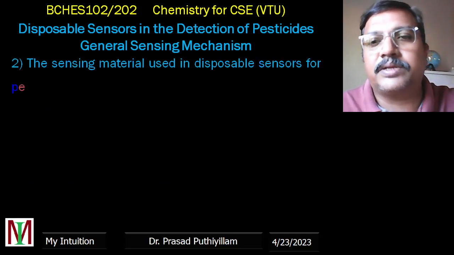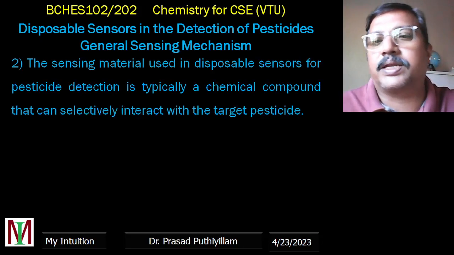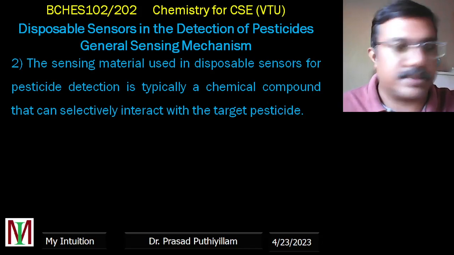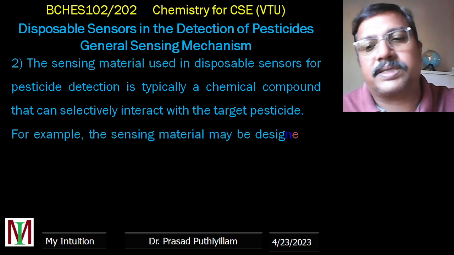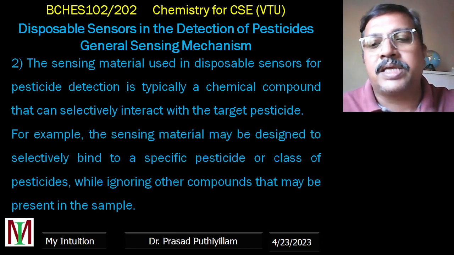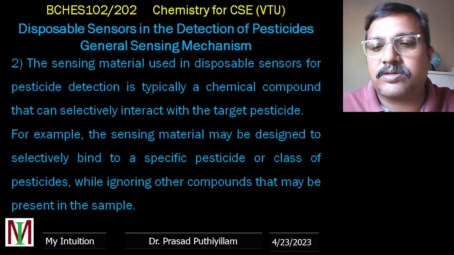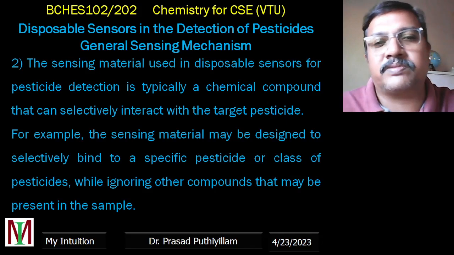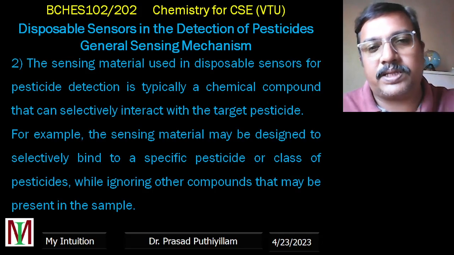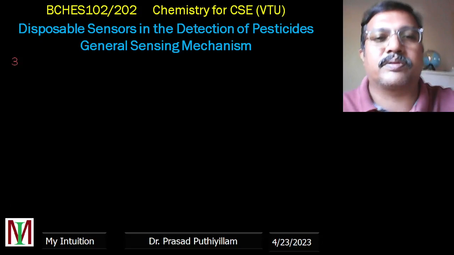The sensing material used in disposable sensors for pesticide detection is typically a chemical compound that can selectively interact with the target pesticide. For example, the sensing material may be designed to selectively bind to a specific pesticide or class of pesticides while ignoring the other compounds that may be present in the sample. That is, it should be very selective. You should detect only the targeted pesticide, not the other organic material present near it.